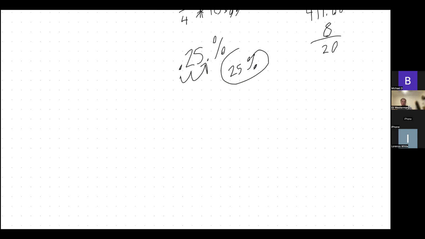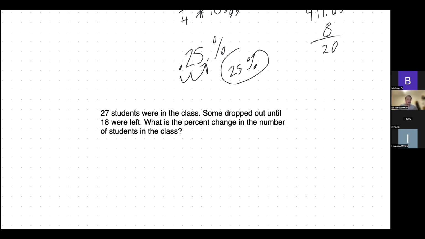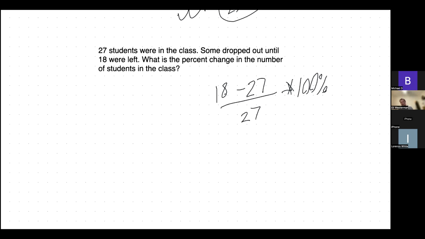One more problem. Now we're going to finally have a negative one. So 27 students are in the class. Some dropped out until 18 were left. What is the percent change in the number of students in the class? So now we have 18 minus 27 over 27 times 100%. So 18 minus 27 is negative 9 over 27 times 100%.